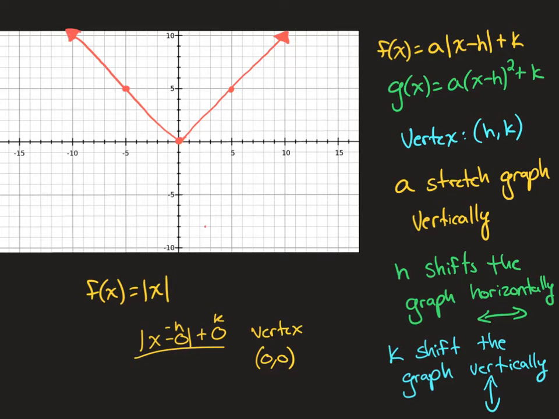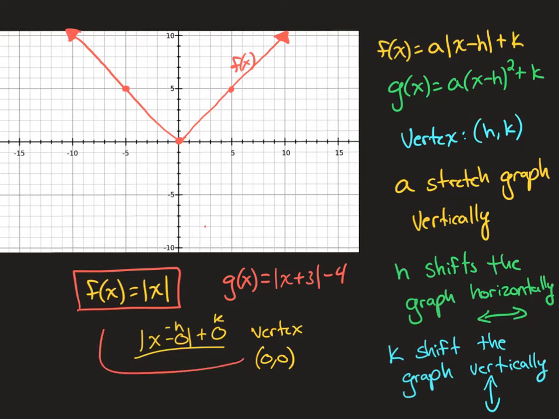So now, if this is f of x, this one right here, if I want to talk about g of x equals the absolute value of x plus 3 minus 4. Well, now what is the vertex? The vertex, so it's the opposite of the inside. So instead of plus 3, it's actually going to be minus 3. And then we have minus 4 there. So the vertex, negative 3, negative 4, is right there.